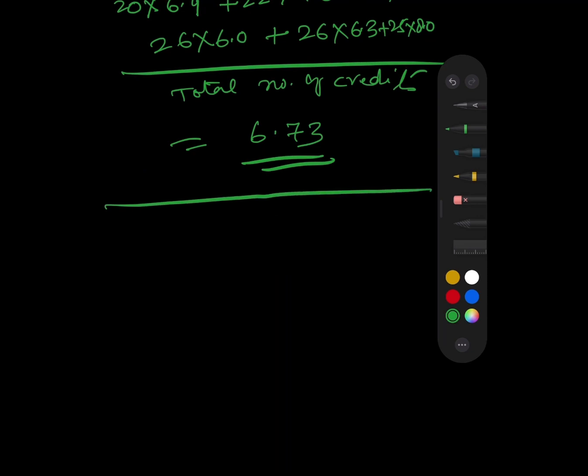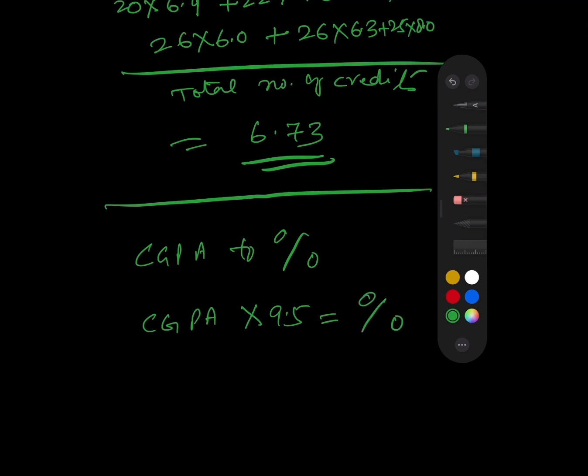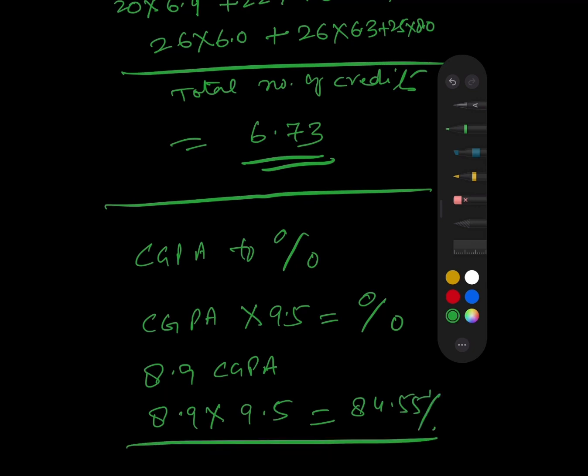Though it varies from institution to institution, sometimes there are variations, but if you want to convert your CGPA to a percentage, what you will do is CGPA into 9.5 will be the percentage. For example, if you got 8.9 CGPA, then your percentage will be 8.9 into 9.5 equal to 84.55 percent. Sometimes it happens that they ask what your percentage is.